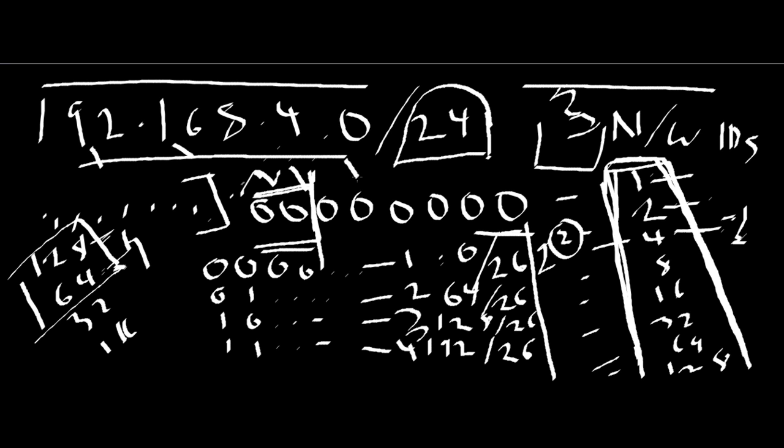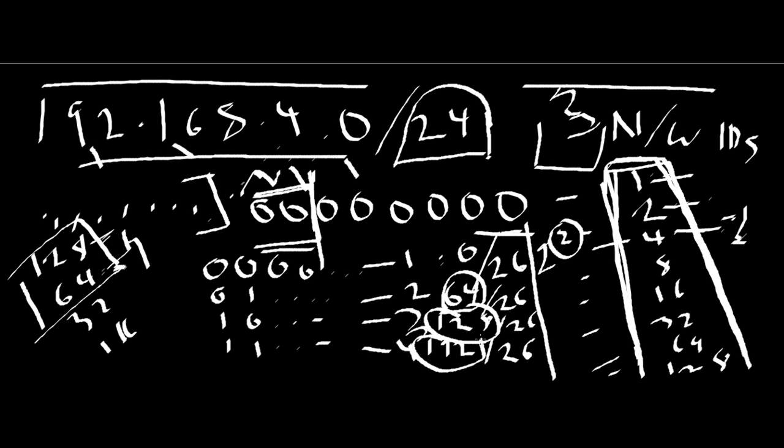So your new network IDs become 192.168.4.0, 192.168.4.64, 192.168.4.128, and 192.168.4.192. That's it. That is subnetting.